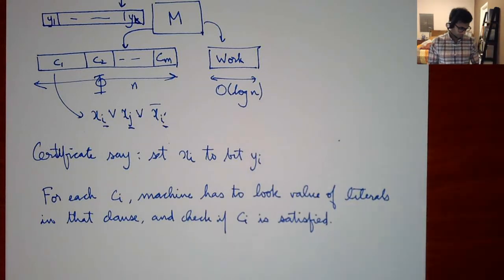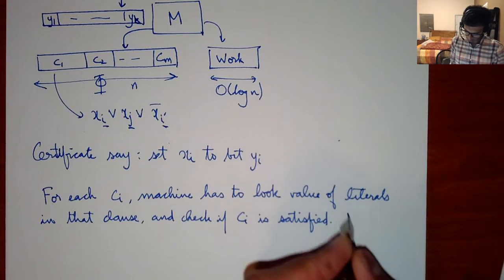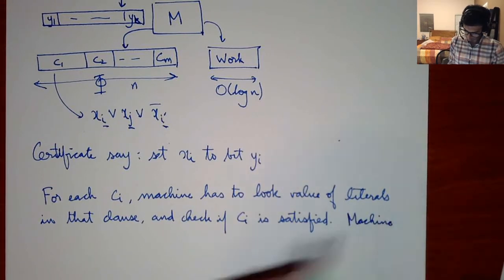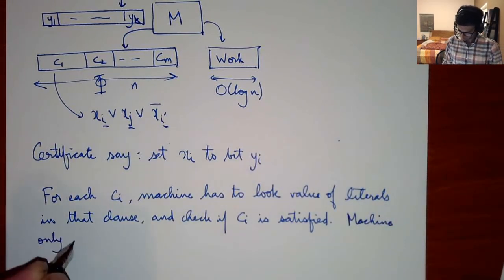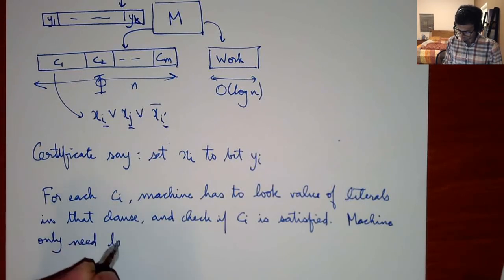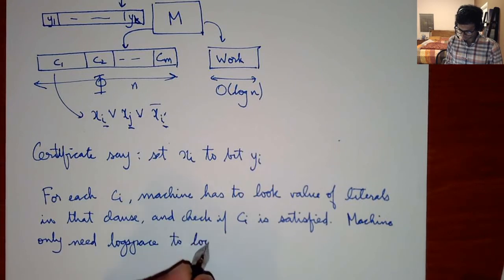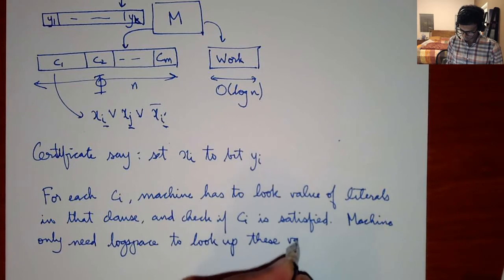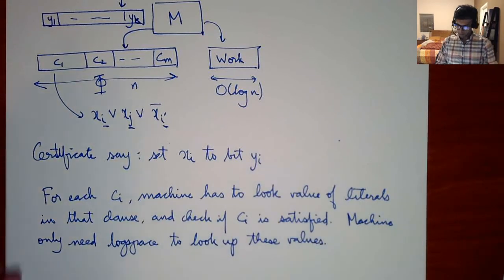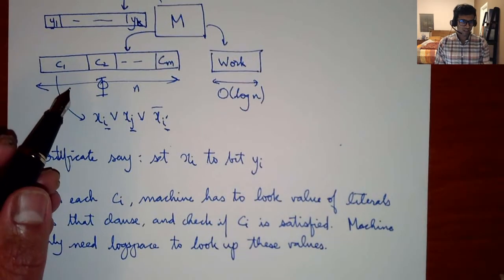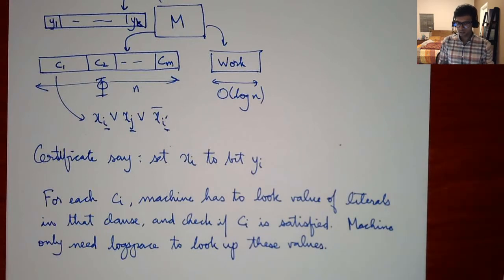Okay, so is this clear? And the machine only needs log space to look up these values. Right? Because all it has to do is store the index from 1 to n. Is this clear? Any questions about this?